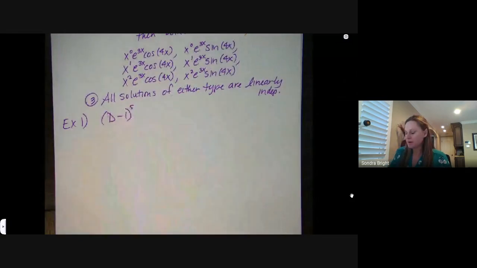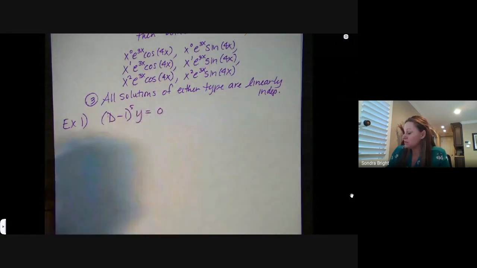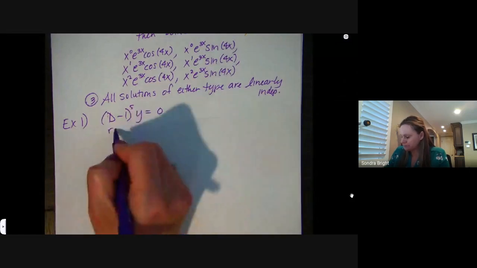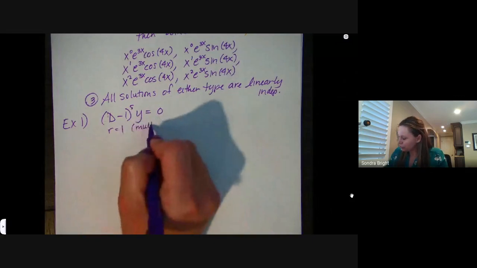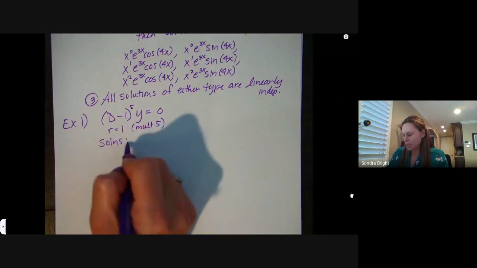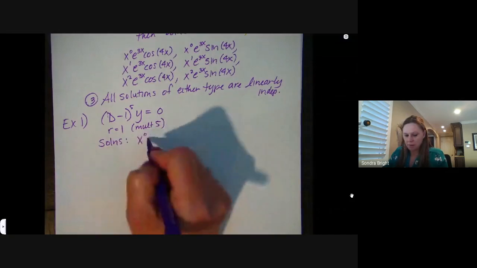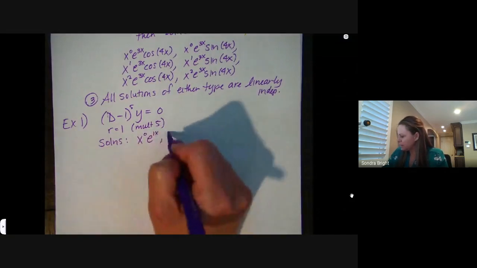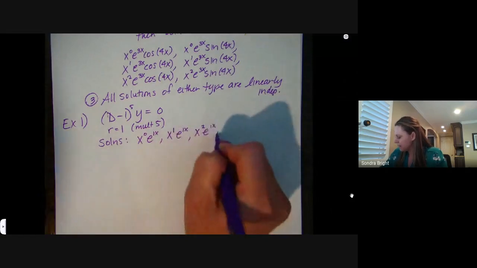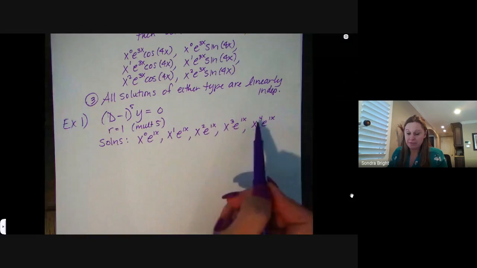Well, this means that my auxiliary equation would be r minus 1 to the power of 5. So your root is 1, but with a multiplicity of 5. So your solutions, this is from the part 1 guy, will be x to the 0, e to the 1x, x to the power of 1, e to the 1x, x squared, e to the 1x, x cubed, e to the 1x, x to the 4th, e to the 1x. I'm stopping because 4 is 1 less than that multiplicity of 5.